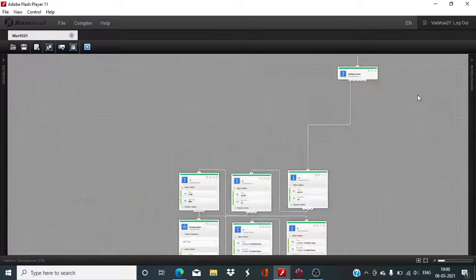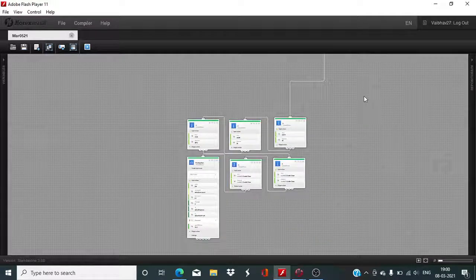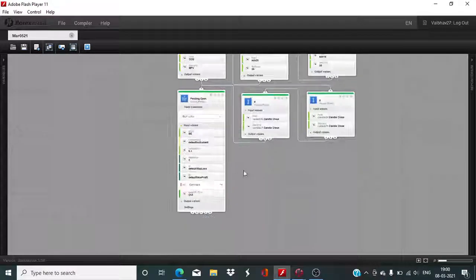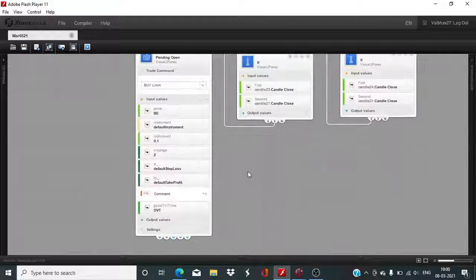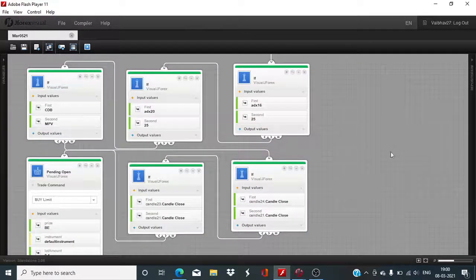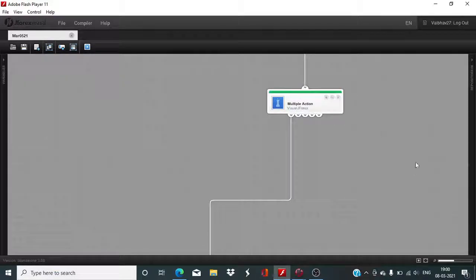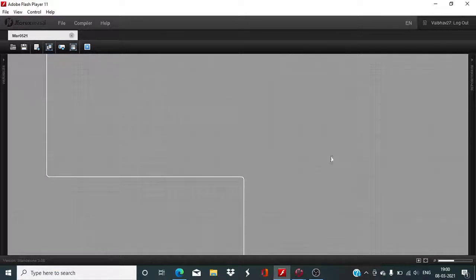Okay, so for this session that's all from my side, and in the next session I will be back to explain how we can define the sell side, and also in this block we have to define two more input values, the stop loss and the take profit, which we will do in later sessions.